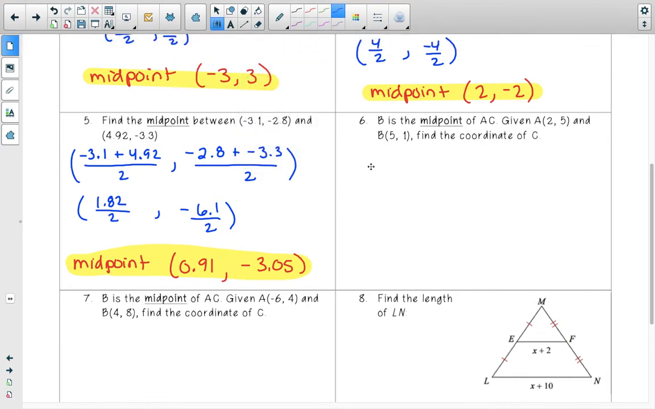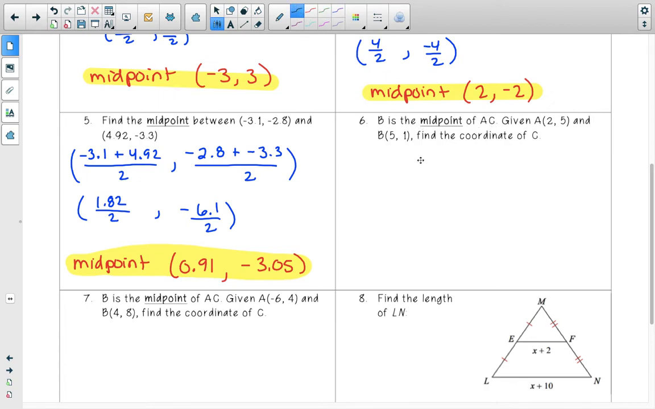Next question says that B is the midpoint of AC. So we actually are given the midpoint in this case. We have one coordinate of A, which is 2, 5, and we're given B, which again is the midpoint. Find the coordinate of C. There are a couple of ways you can do this. I like to visualize this.